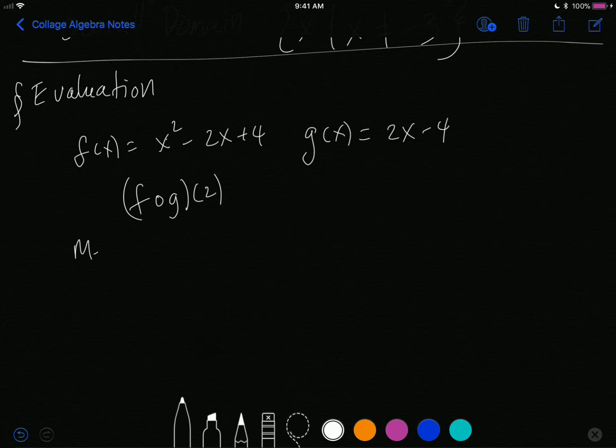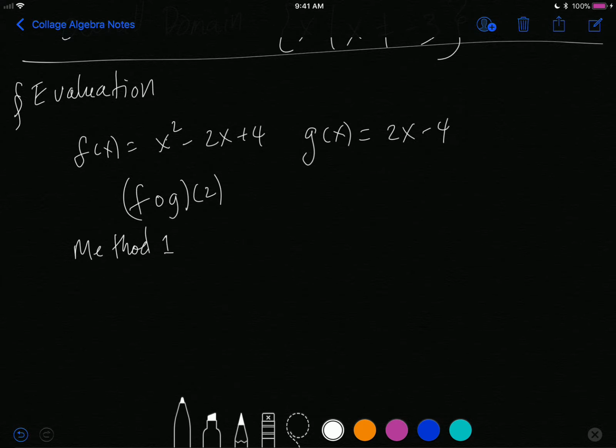So let's do that. Method 1. So we're finding f of g of x, the composition of the two. And so that is going to be g of x squared minus 2 times g of x plus 4. And so that's going to be 2x minus 4 squared minus 2 times 2x minus 4 plus 4. And so then that's going to be equals, what is 2x minus 4 squared?